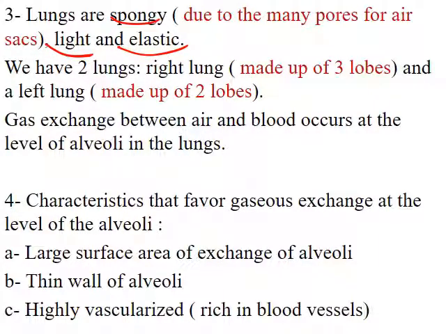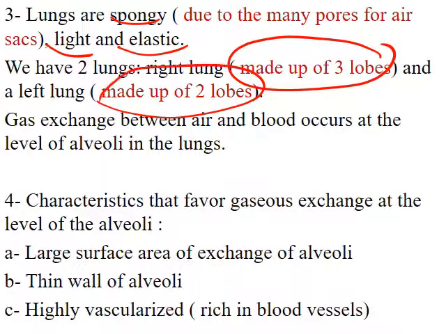We have two lungs. The right lung is made up of 3 lobes and the left is made up of only 2 lobes. Gas exchange between air and blood occurs at the level of the alveoli in the lungs, at the level of the air sacs.